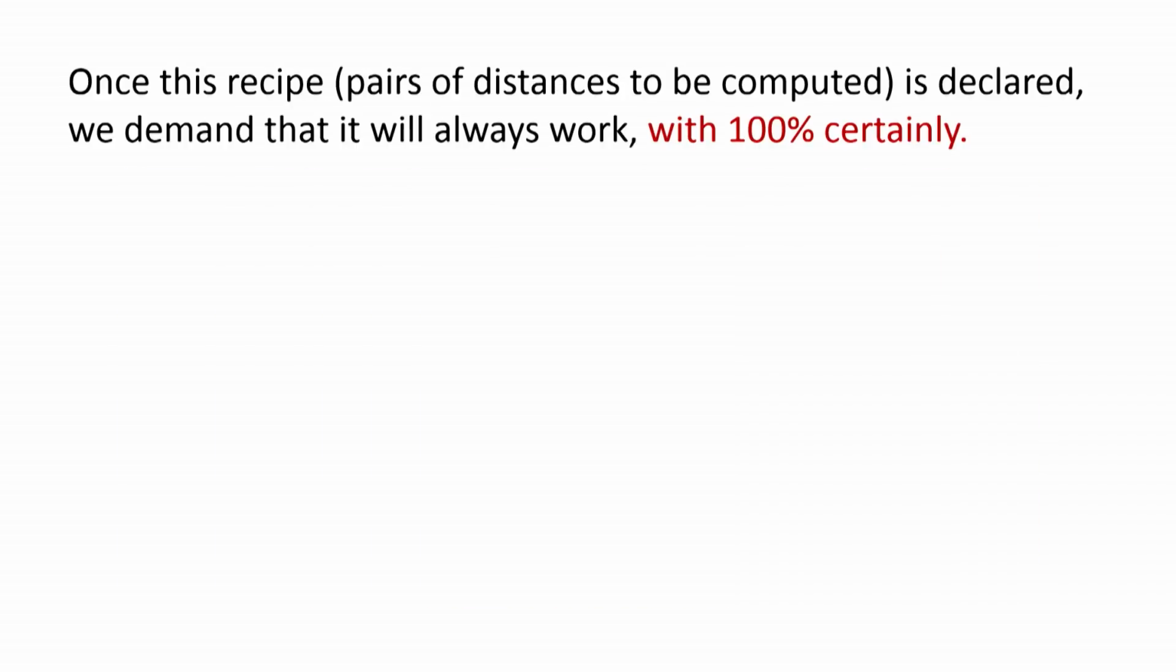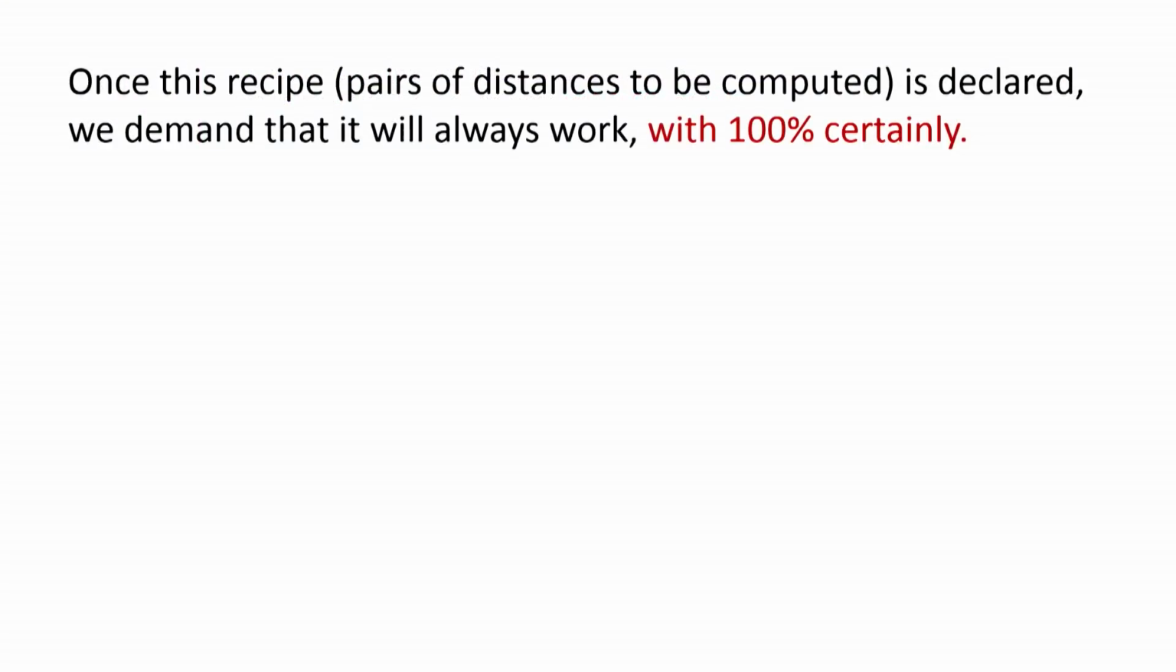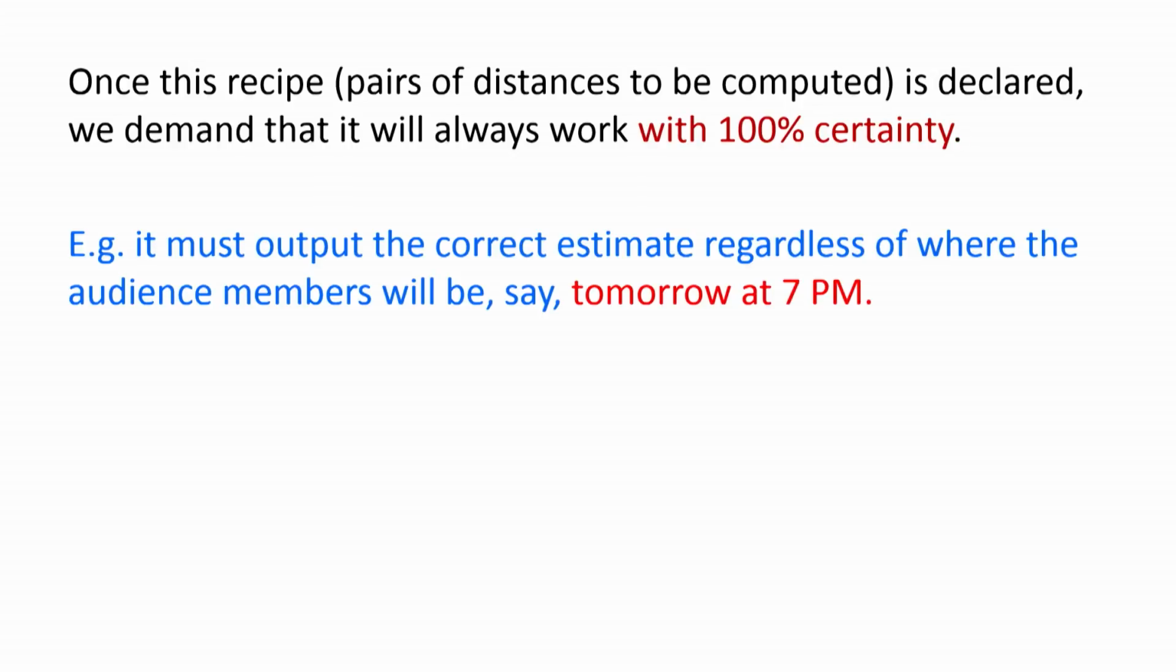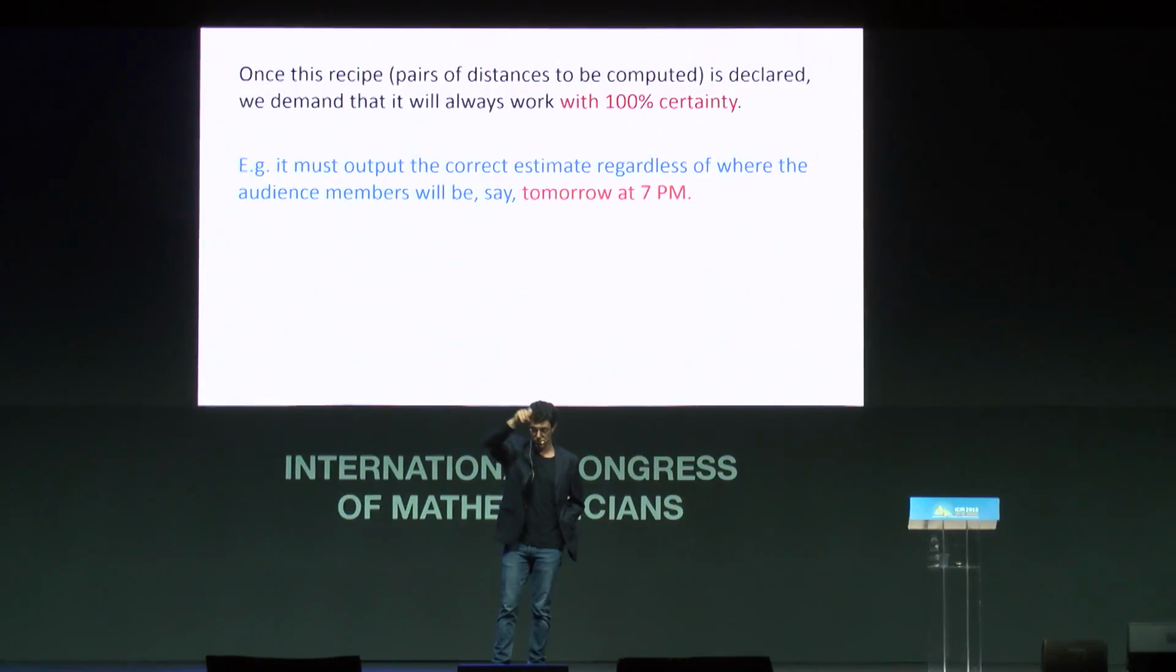Here's the important requirement. I'm declaring this recipe up front. I don't want to succeed with high probability. I want to always succeed. I want to be 100% certain that I know the answer. All of you know the rules, and moreover, I'm making it even harder on myself. I want to know the average distance between the audience members, not right now when you're sitting in this audience room, but wherever you will be tomorrow at 7 p.m. And you all know the rule. I declared for each of you which 3 people I'm going to be computing the distances to.